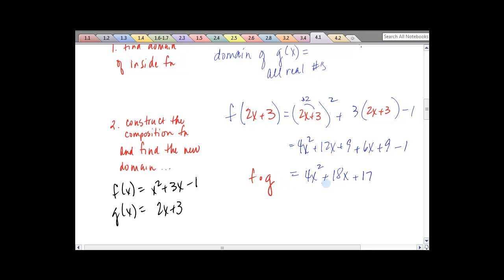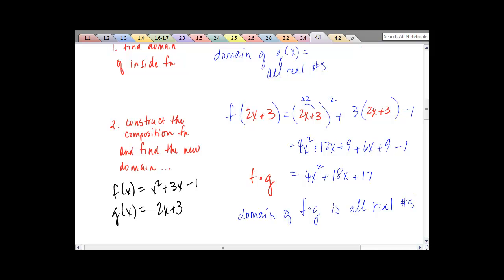That's my composition function. Now what would the domain be of this composed function? Well, remember, I'm interested in fractions and radicals. Do I have a fraction in this composition function? No. Do I have a radical sign in here? No. So the domain of f composed g is all real numbers.